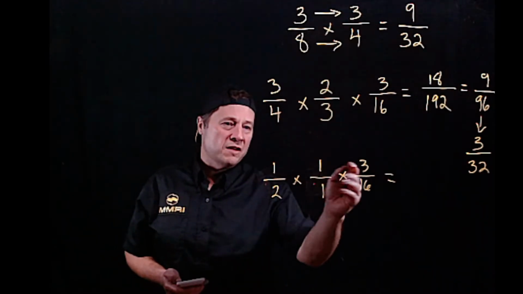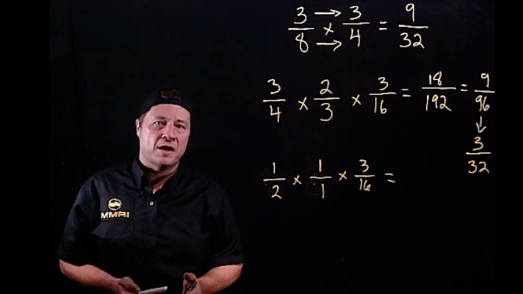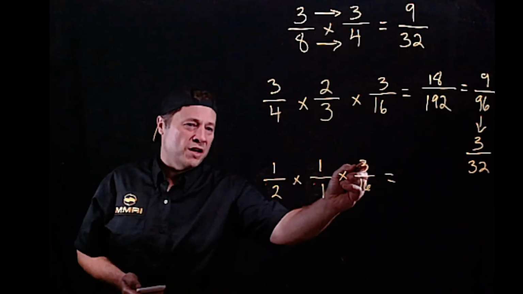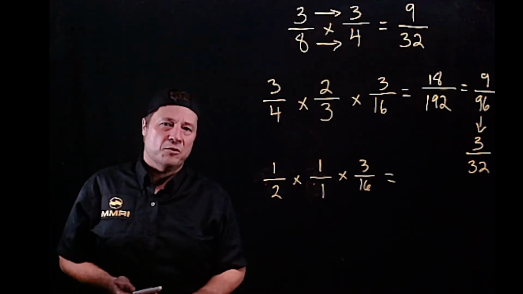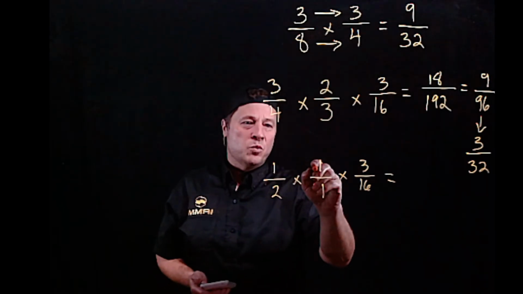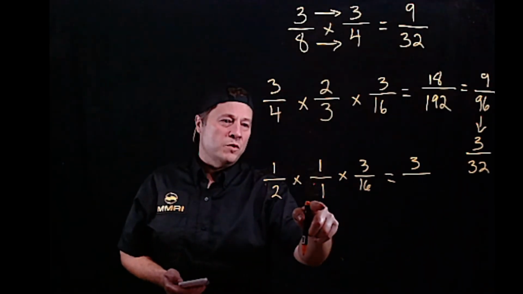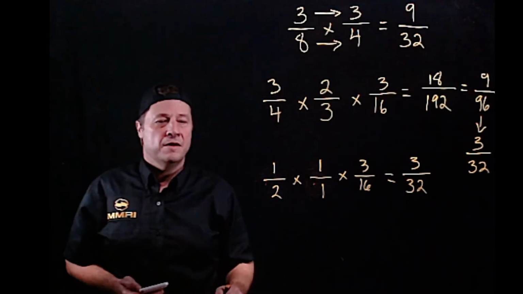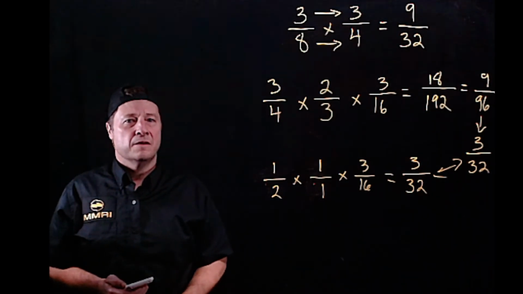Can we reduce any more of this? Well, no. We're at our lowest right now, right? There's no numerator and opposite denominator that are equally divisible by a number. So 1 times 1 is 1 times 3 is 3. 2 times 1 is 2. 2 times 16 is 32. Okay, so notice, same answer, right?